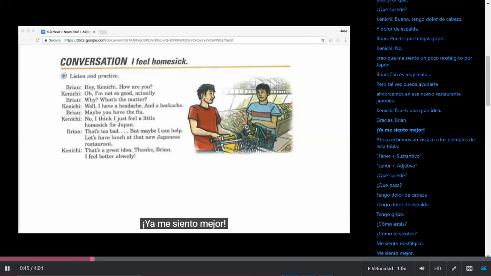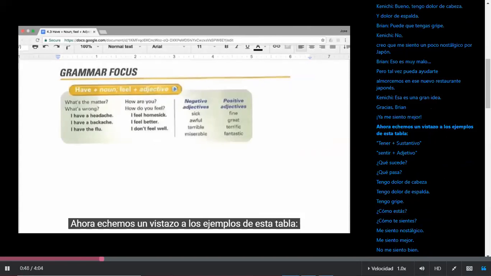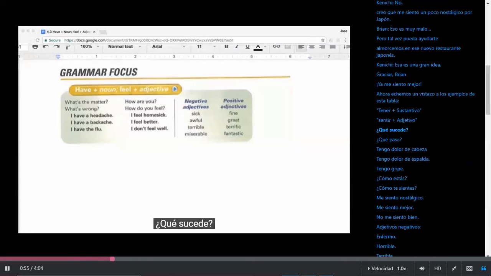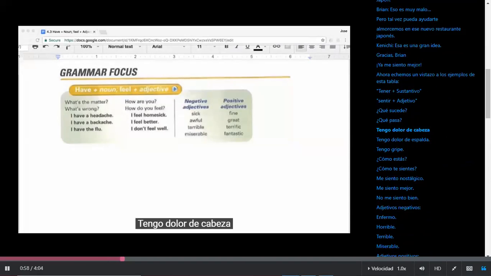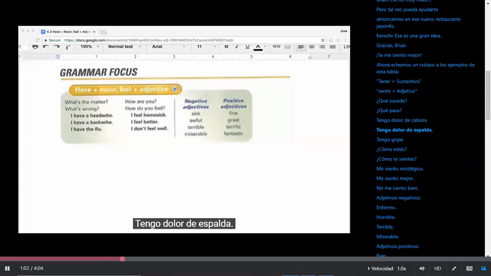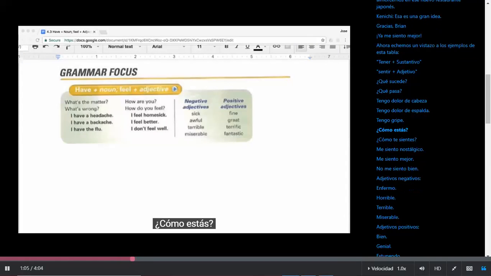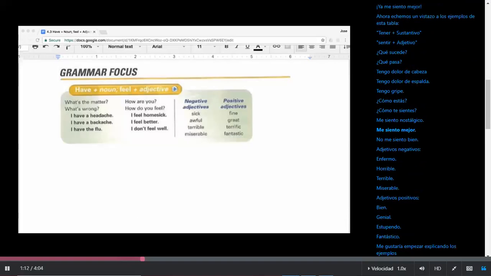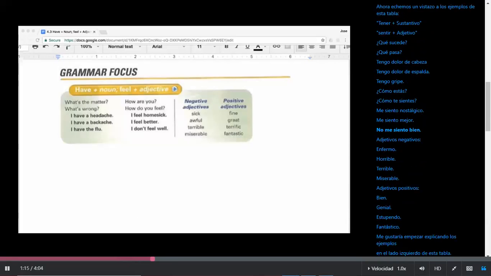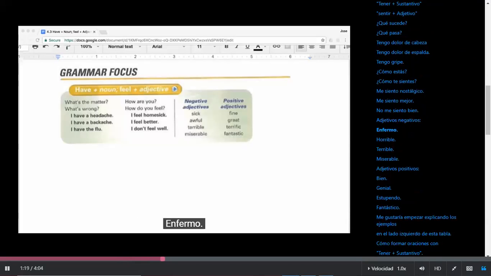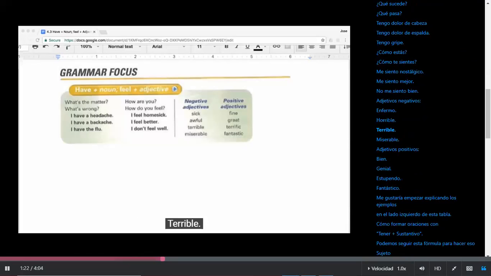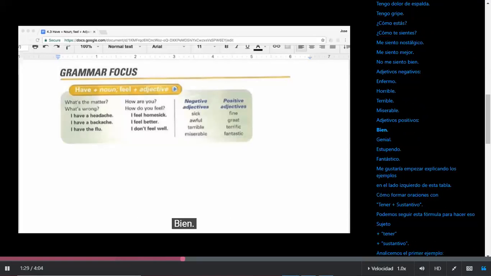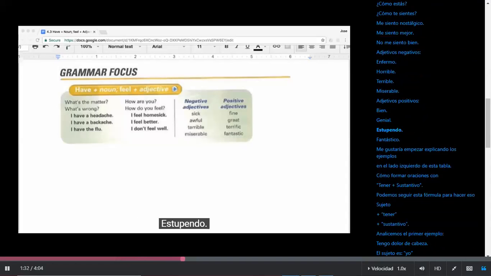I feel better already. Now let's take a look at the examples on this chart. Have plus noun. Feel plus adjective. What's the matter? What's wrong? I have a headache. I have a backache. I have the flu. How are you? How do you feel? I feel homesick. I feel better. I don't feel well. Negative adjectives. Sick. Awful. Terrible. Miserable. Positive adjectives. Fine. Great. Terrific.